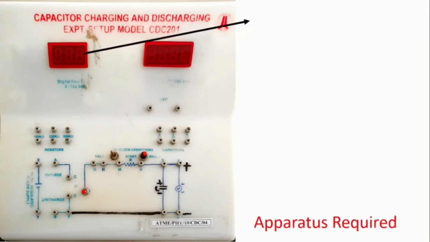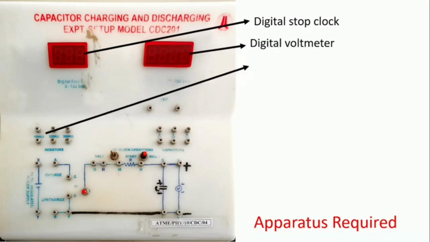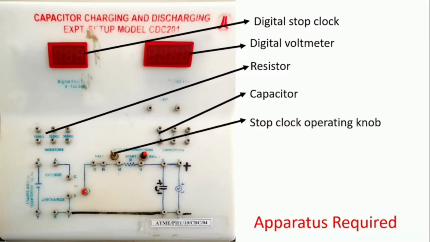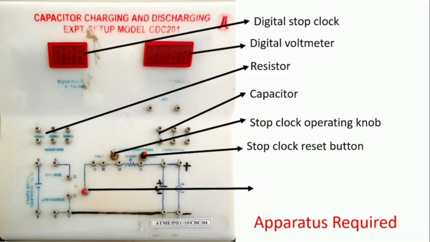Apparatus required: digital stop clock, digital voltmeter, resistor, capacitor, stop clock operating knob, stop clock reset button, charging or discharging knob.